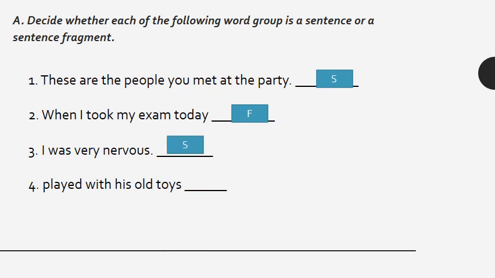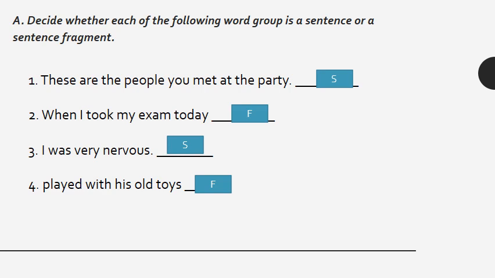Four. Played with his old toys. Who played with his old toys? So directly you would ask yourself, who? Do I know who? No. So do I have a subject in this sentence? Not at all. So is it a complete sentence or a sentence fragment? Since it's missing a subject, one of the key components, it is a fragment. So you see, it's very easy.